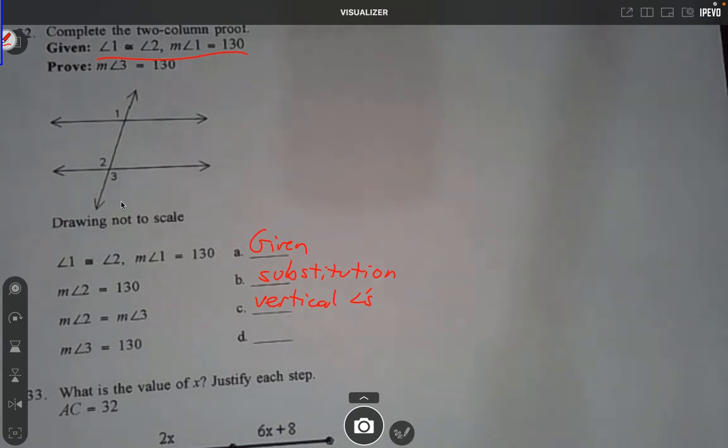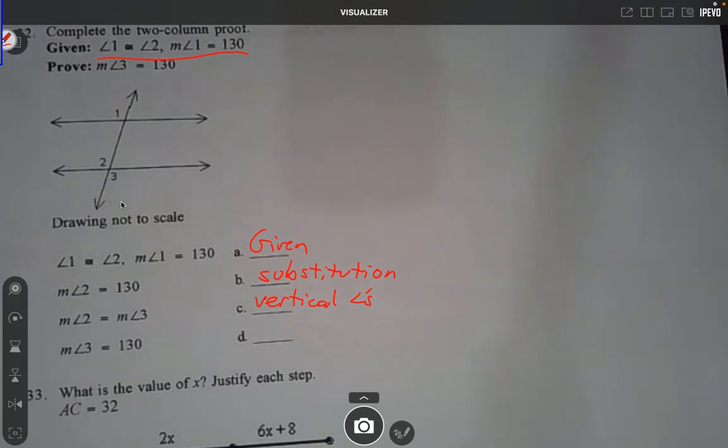So why would angle 3 equal 130? Because it's congruent to angle 2. So you could say substitution, or you could probably say transitive, and on this one, I'm betting they say substitution as well. What is this number? 2. They put substitution again. But if you put transitive property, that's fine too. I can kind of see that.